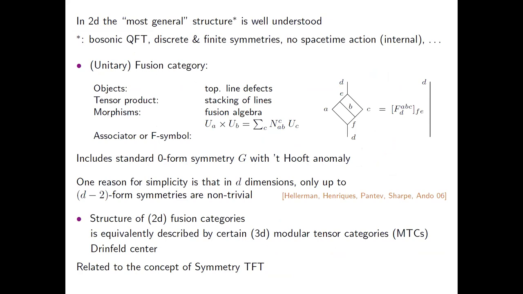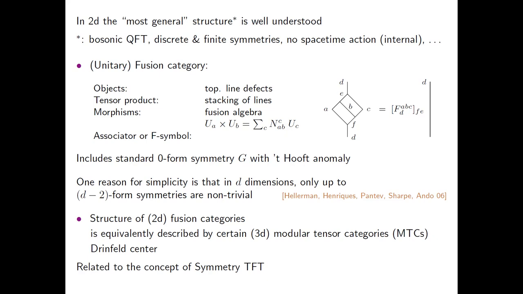Now, if you are in two dimensions, the most general structure is well understood. Of course, most general comes with a big footnote because we have to be in a bosonic quantum field theory, discuss discrete or better finite symmetries, no space-time action, and so on. If you go beyond that, everything is not so well understood. But okay, in this case, the framework is the one of fusion categories.